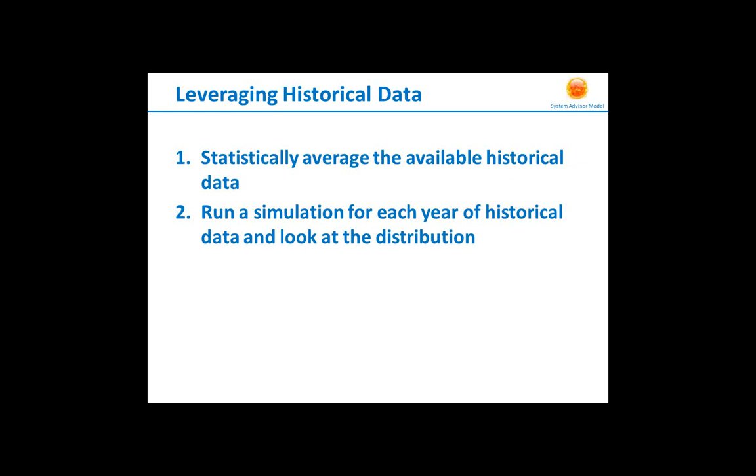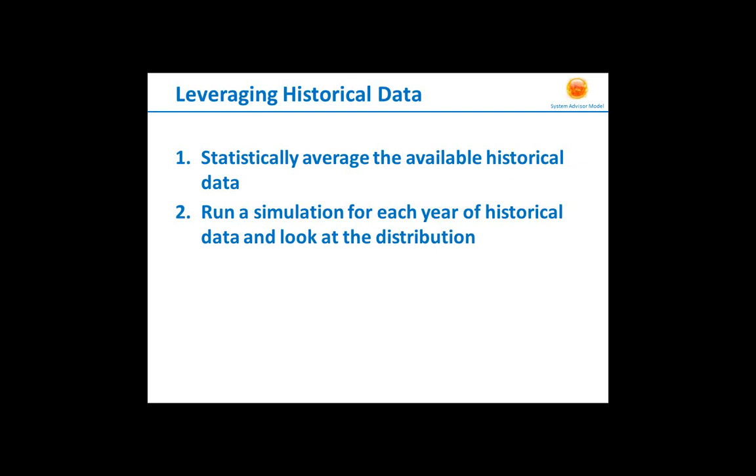Fortunately, there are two relatively straightforward ways to do this. The first is to somehow find the statistical average of the available historical data and use that as your input year, assuming that it will give you a good representation of the average energy production you can expect. The second method is to simulate energy production for every year of historical weather data that you have and look at the distribution of your energy production to give you an idea of the average, worst case, and best case years. Both of these options are possible in SAM.